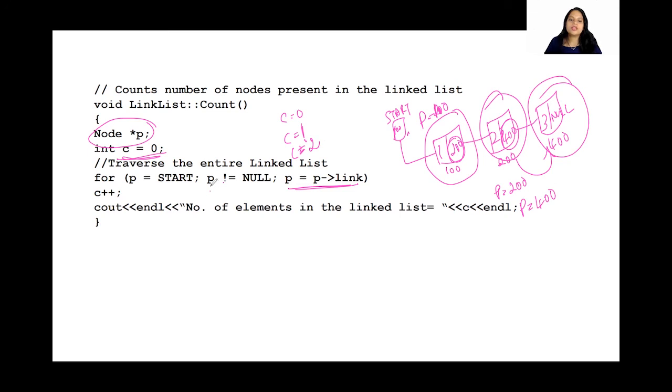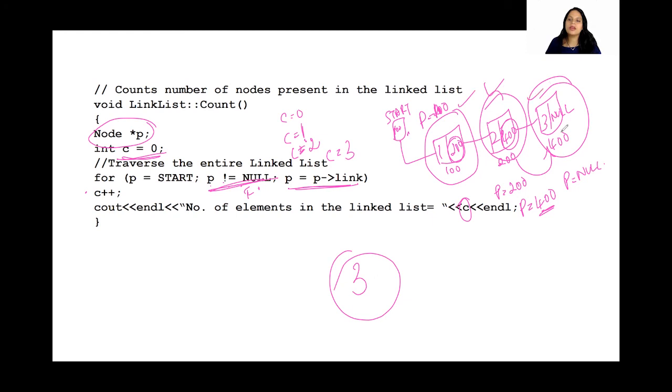Again, I'm checking p not equal to null. Is it null? P is not equal to null. It has a value 400, so I'm going to increase c to 3. And then I'm going to say p is equal to p link. P is going to become null now. Again, I'm going to check p is not equal to null, which is false. Hence, I'm not going to increment my c, and I'm going to come out and say the number of elements in the linked list is c, which is nothing but 3, which is correct, isn't it?